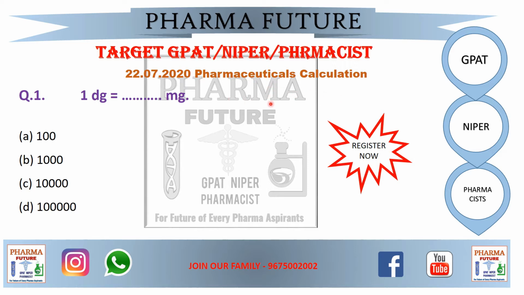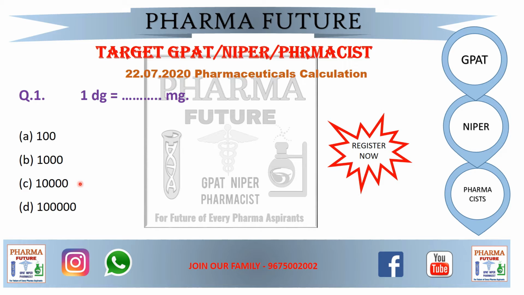Daily we will discuss 6 multiple choice questions from different and specific topics. Today our topic of discussion is pharmaceutical calculation from pharmaceutics. It is important for GPAT, NIPER and pharmacist exams. First we'll see today's first question: 1 decigram is equal to dash dash mg.